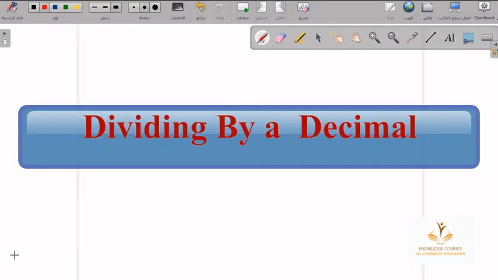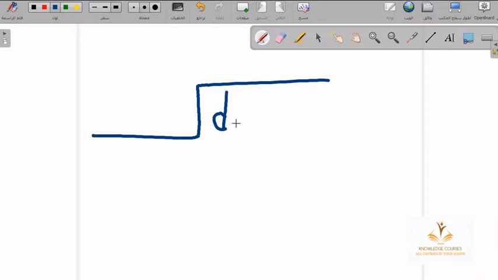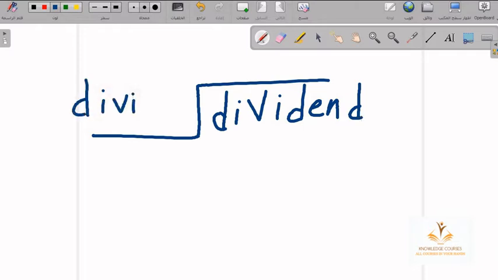Dividing by decimal. When we divide a decimal number by a decimal number, we remember that this is the dividend, this is the divide symbol, here is the divisor, and the result is the quotient.